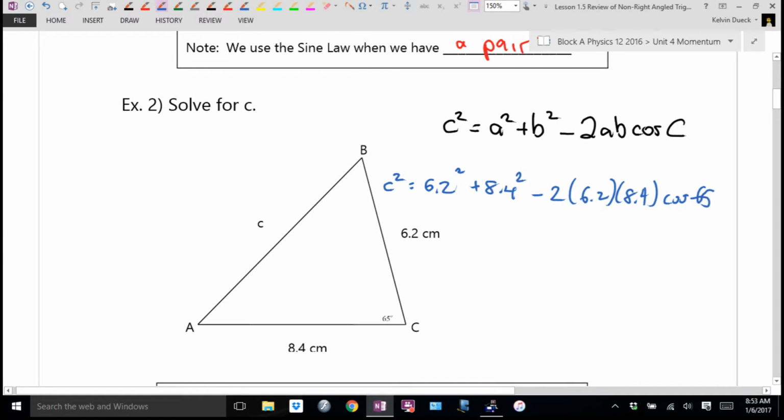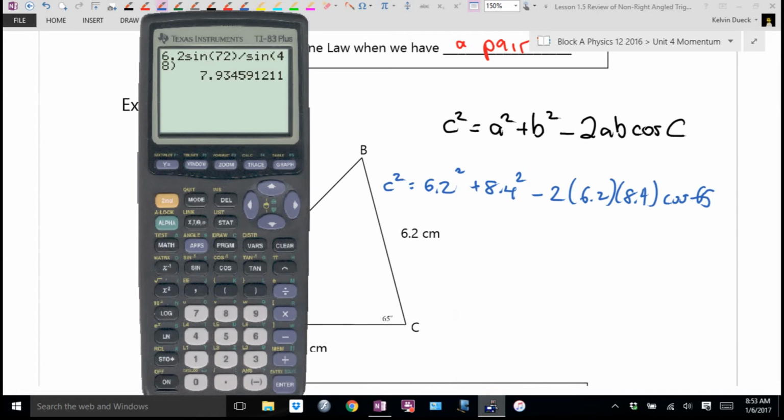There we go. And if you've got a good calculator, you can type this all in one fell swoop: 6.2 squared plus 8.4 squared minus 2 times 6.2 times 8.4 cos 65 equals. Most common mistake, kids think that's C. Yeah, we found C squared. Most common mistake by far, kids forget to take the square root.